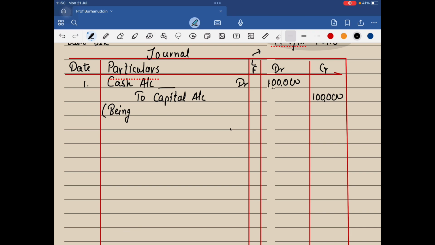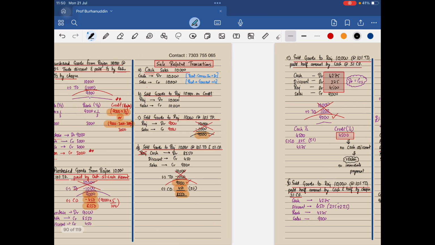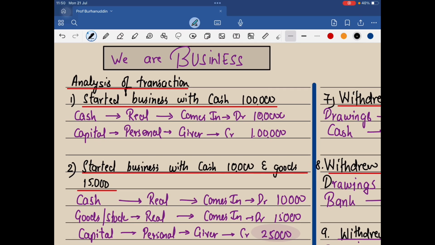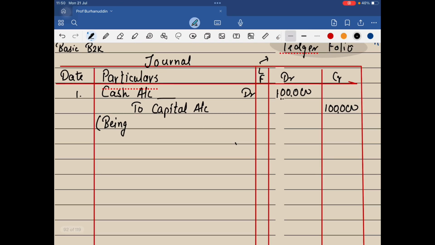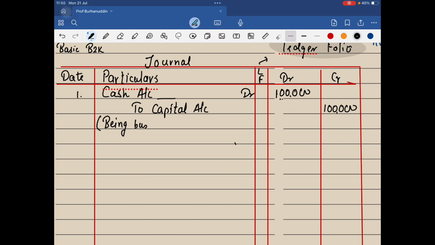Do you understand that? So first you'll write being, and then afterwards you'll be writing the question only. What is the question? The question is started business with cash. So what you're going to write here is being business started with cash. There is no need for you to write the amounts, just this much. And that is going to be your entry. I hope you are able to understand this, and just draw a line. Khatam.